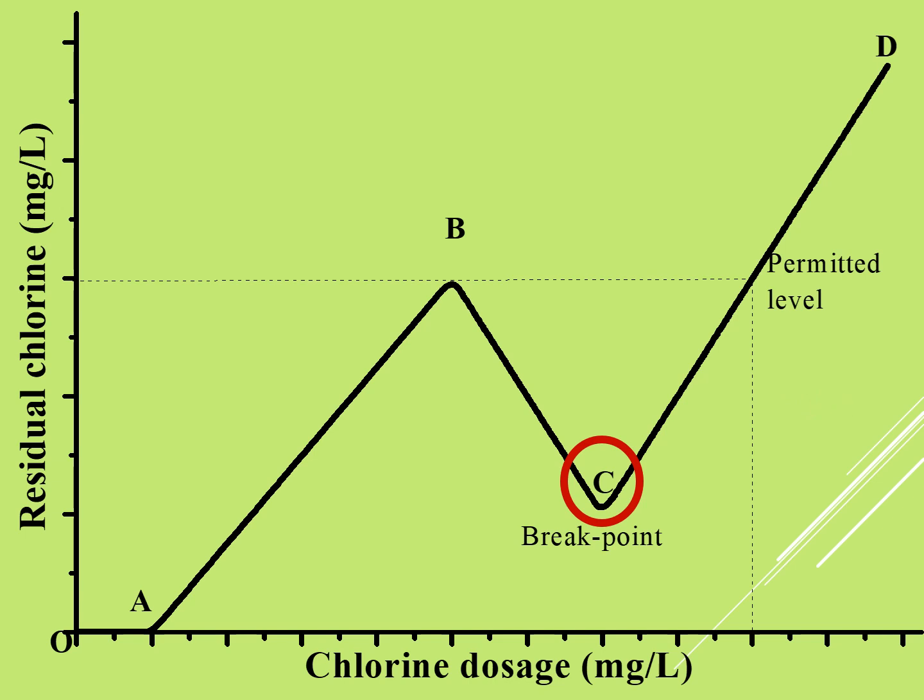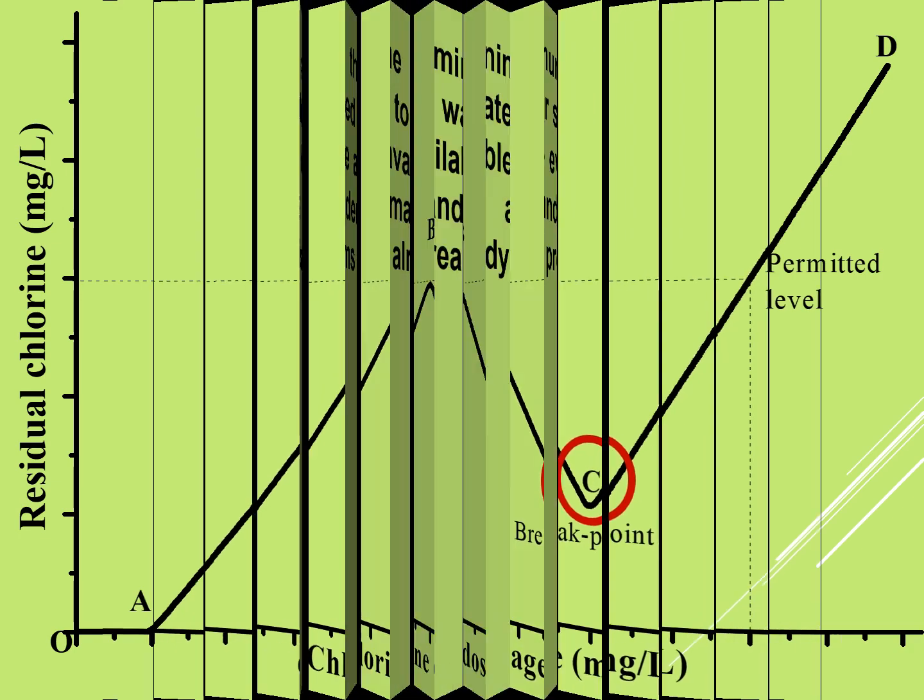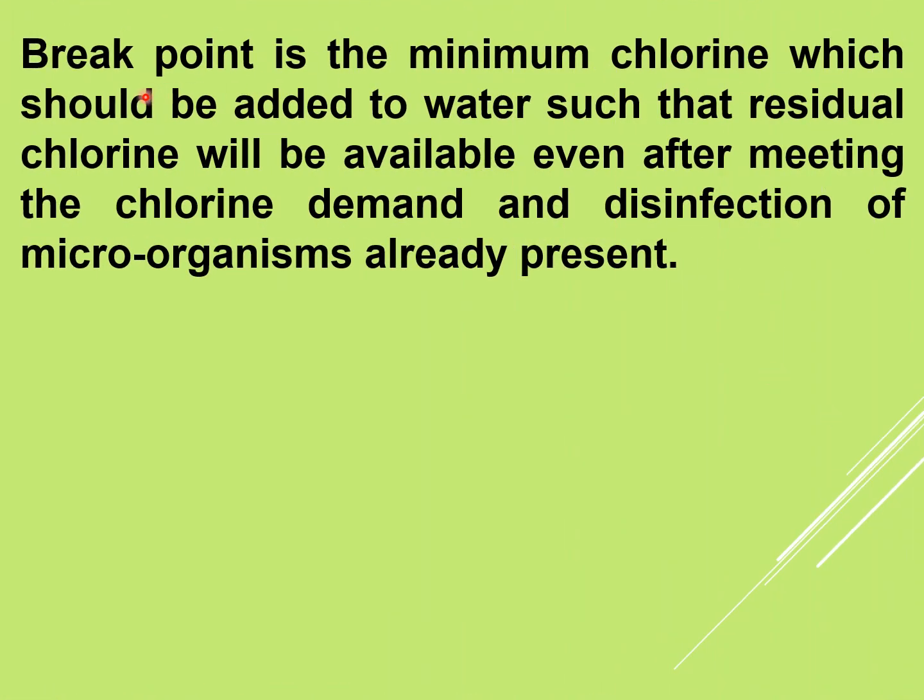So the definition of breakpoint is like this: the minimum chlorine which should be added to water such that residual chlorine will be available even after meeting the chlorine demand and disinfection of microorganisms already present. Chlorine demand means oxidation of organic and inorganic compounds. Then already some microorganisms are present, at the pumping station, and from the river, when you take the water, some microorganisms are already present.